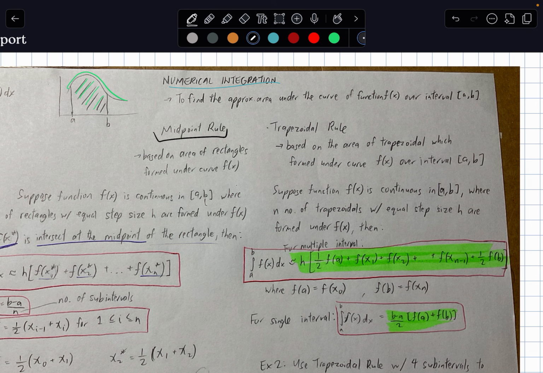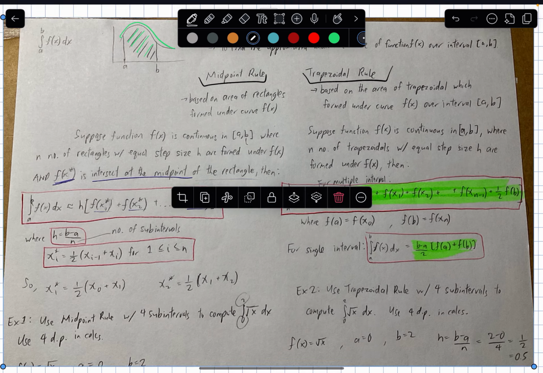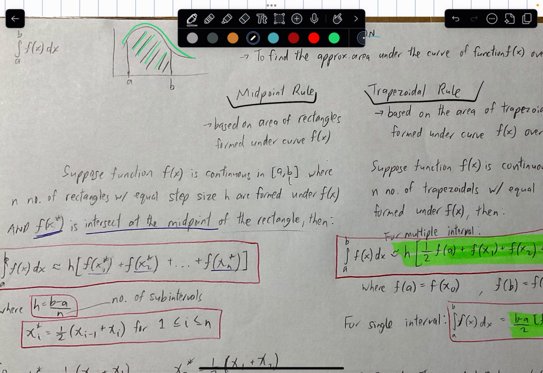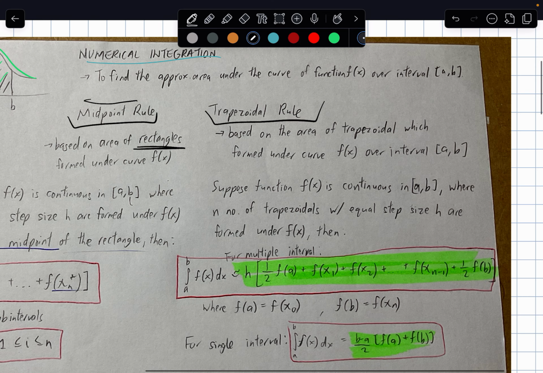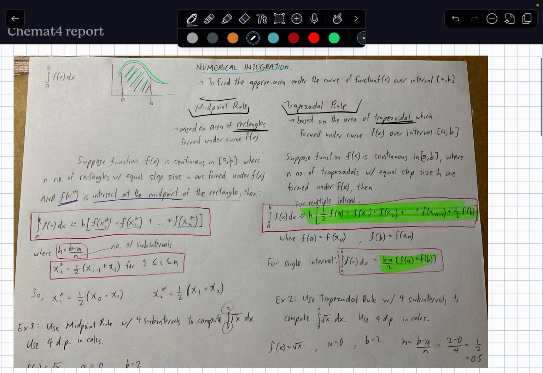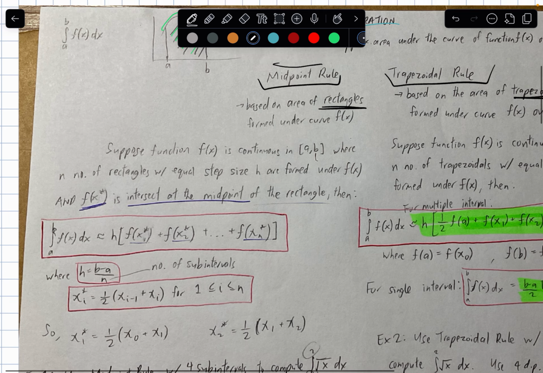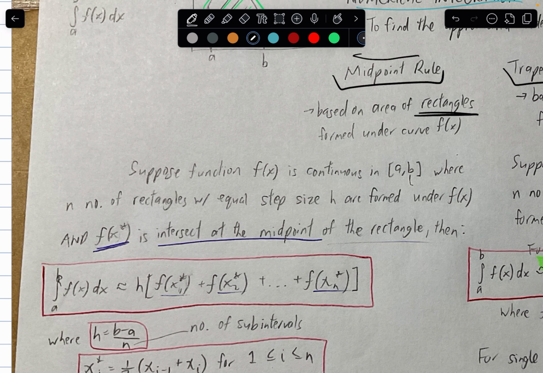We have the midpoint rule and the trapezoidal rule. The midpoint rule is based on the area of rectangles formed under the curve f of x. So, this is important, take note: midpoint rectangles. The trapezoidal rule is based on the area of, from the word itself, trapezoids formed under the curve f of x over the interval a to b. So, a definite integral has an interval, from a to b. That's all. So, let's focus first on the midpoint rule.